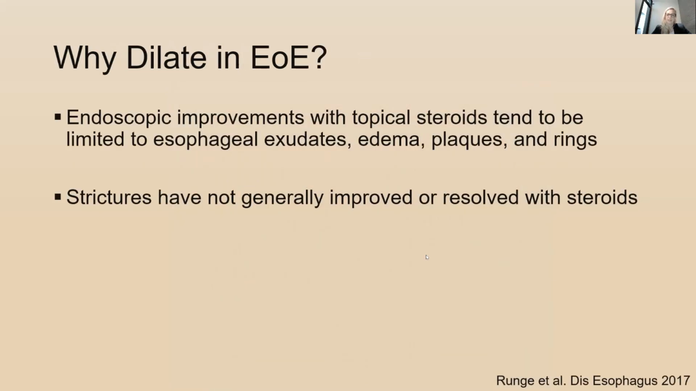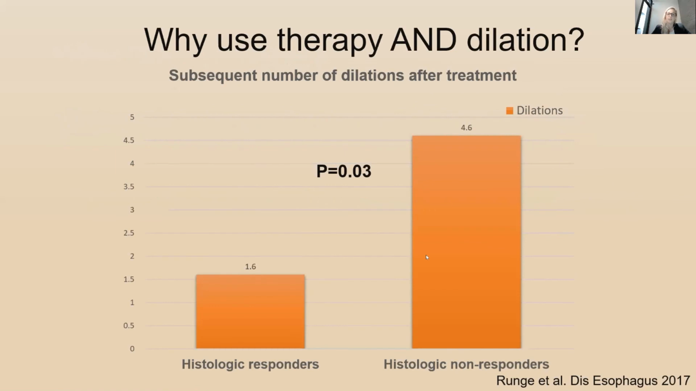So why should we dilate in EoE? Well, we know that endoscopic improvements with topical steroids are actually limited to these endoscopic features that you see, so exudates, edema, plaques, and rings. And strictures have not been shown to improve or resolve with steroids. On the flip side of this, dilation also doesn't treat the inflammatory component of EoE.